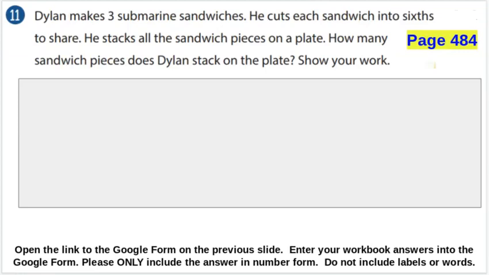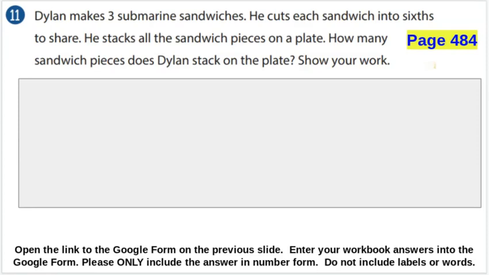All right. So we are still on page 484, and we're going to look at question 11. Question 11 says, Dylan makes 3 submarine sandwiches. He cuts each sandwich into 6 to share. He stacks all the sandwich pieces on a plate. How many sandwich pieces does Dylan stack on the plate?